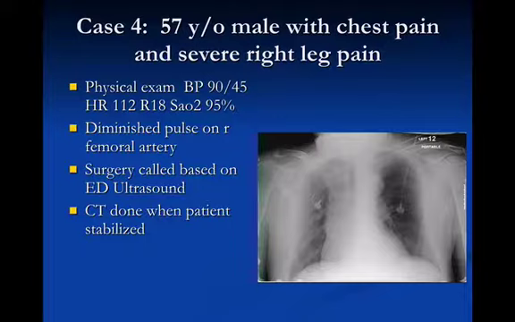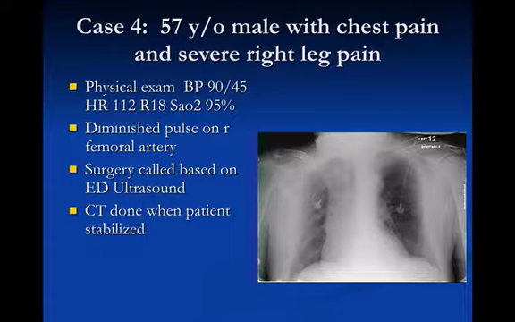Next case is a younger guy, a 57-year-old male with chest pain and severe right leg pain. His physical exam showed a blood pressure of 90/45. His heart rate was 112. Respiratory rate was 18 and SAT was 95%.